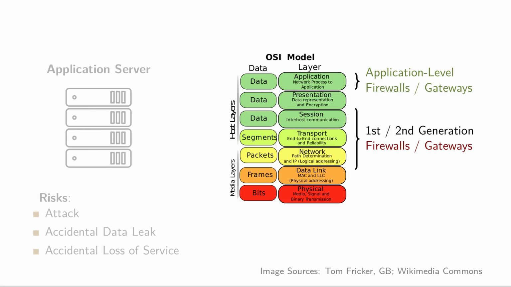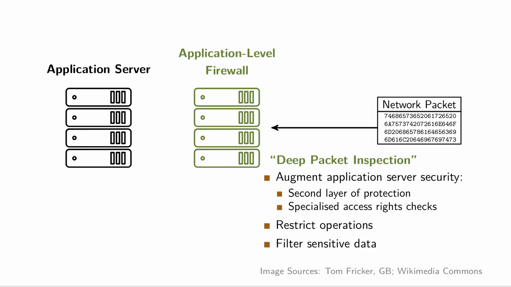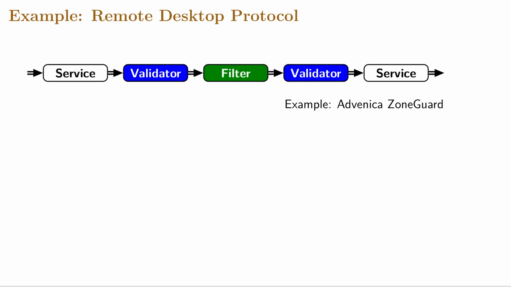And these application level firewalls or gateways can reason about network packets on the level of, let's say, can the user actually download this particular file? Should this delete operation be allowed? And they can do things like strip out specific columns in an SQL Server reply to prevent sensitive data from going out over the network. There are different ways to implement these. One strategy that the ZoneGuard system by our supporting company Advenica uses is a pipeline infrastructure.